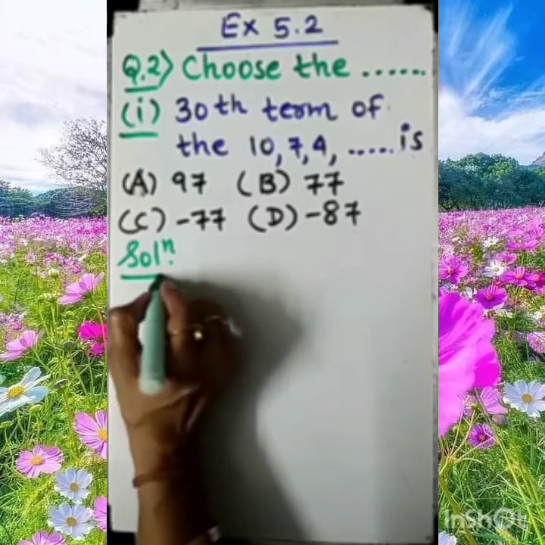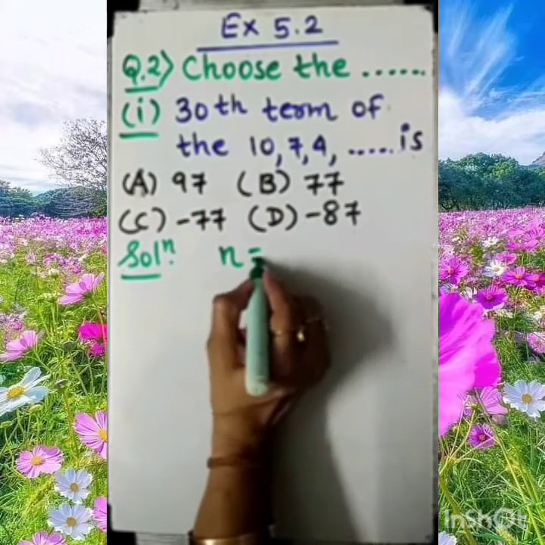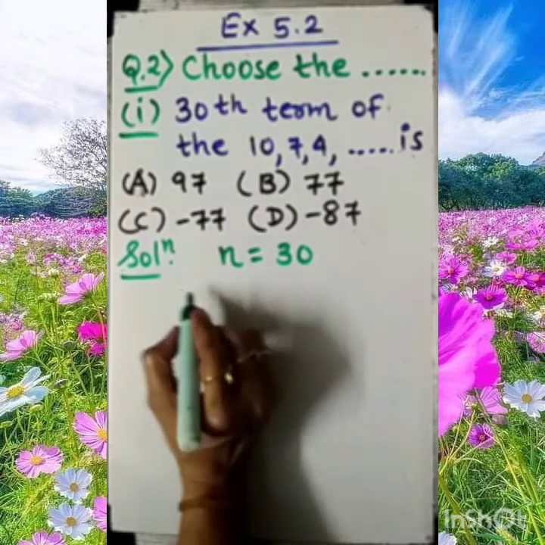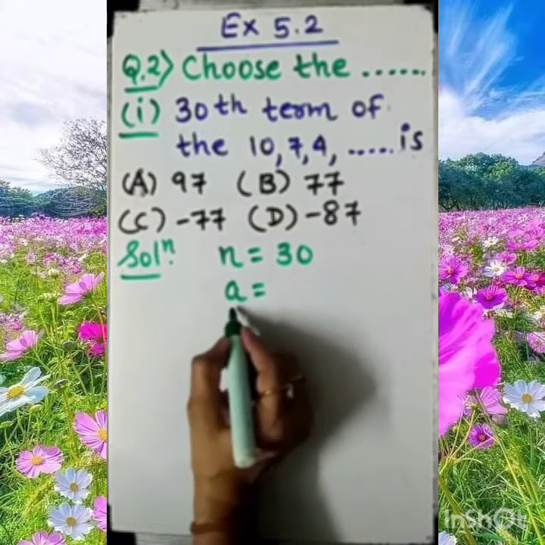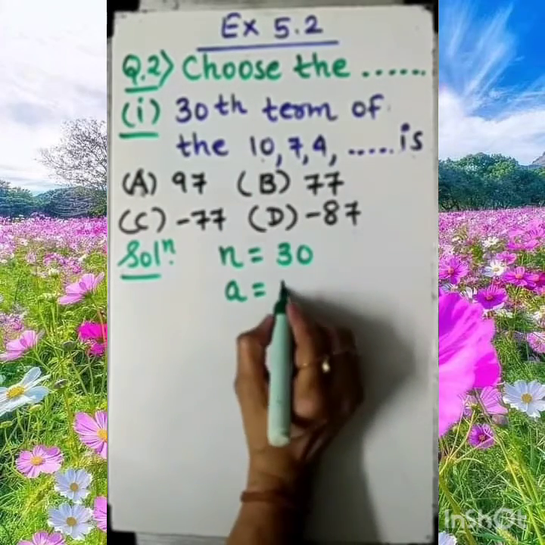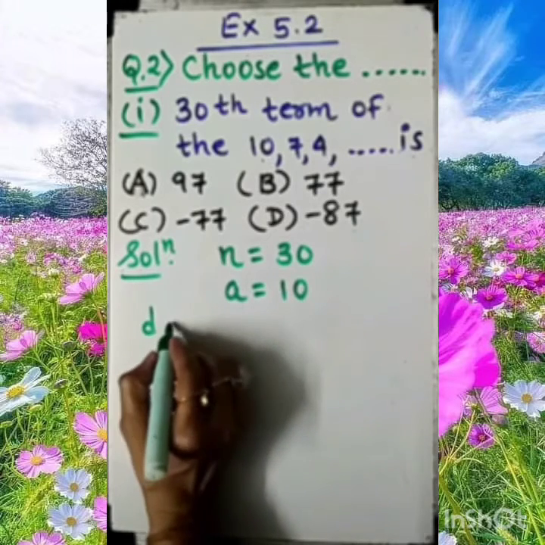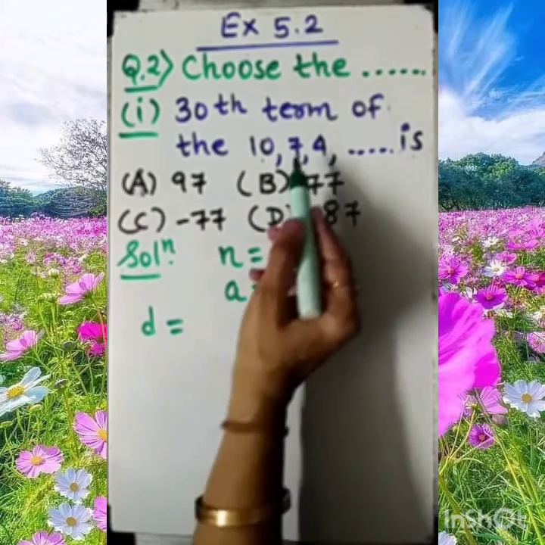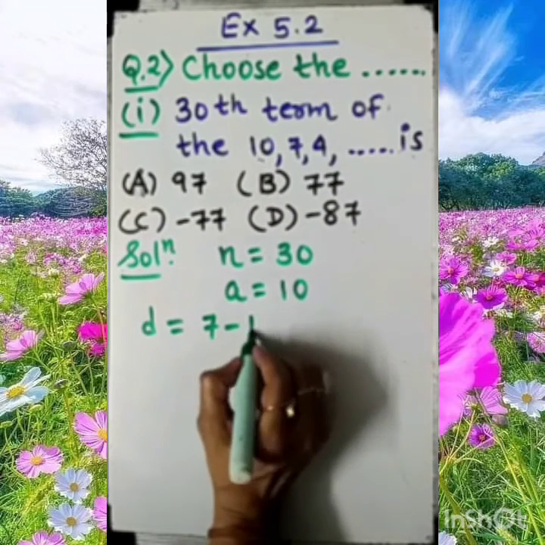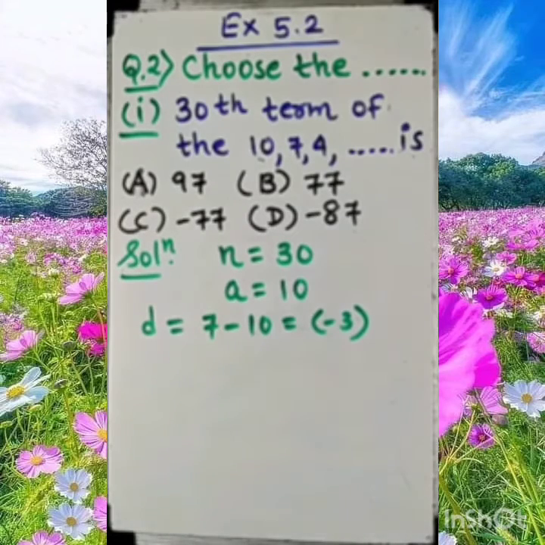First of all, dear student, as it is the 30th term, of course n equal to 30. Now let's note down a. a is the first term of the AP. The first term of the AP is 10. Now you know very well d. What is d? d is the difference of second term minus first term. So it will be 7 minus 10, that is minus 3. Got it?